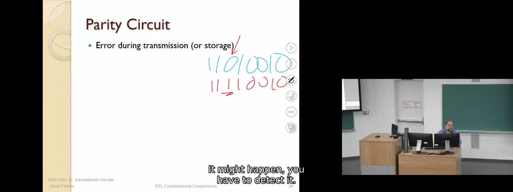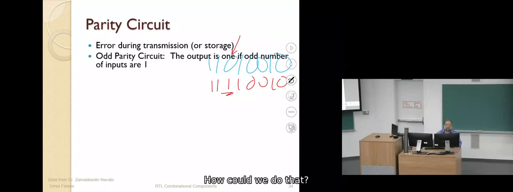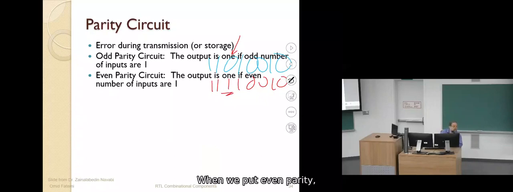It might happen, so we have to detect it. And of course, there are mechanisms. For example, in Wi-Fi communication, there is a complicated mechanism, which I am not talking about right now. Now I am talking about a very simple mechanism called parity. Parity is that you add an extra bit, so redundant information is added, which can help you detect errors. So how could we do that? When we use odd parity, we make the output one if an odd number of inputs are one. When we use even parity, we make the parity bit one if there is an even number of ones.